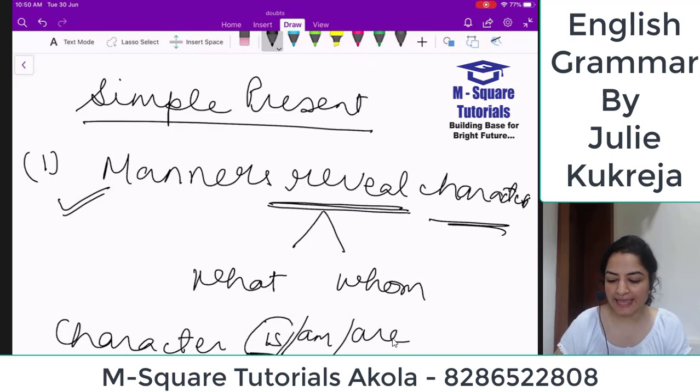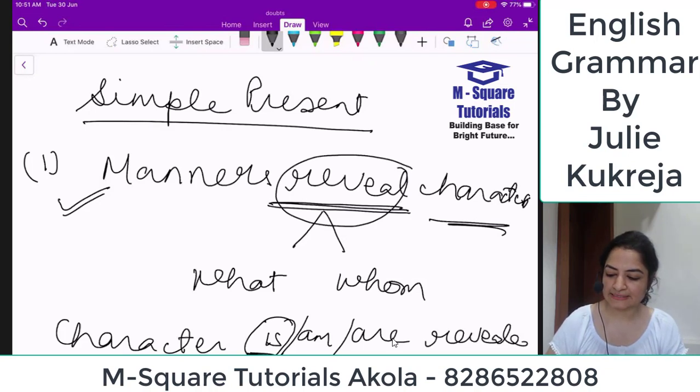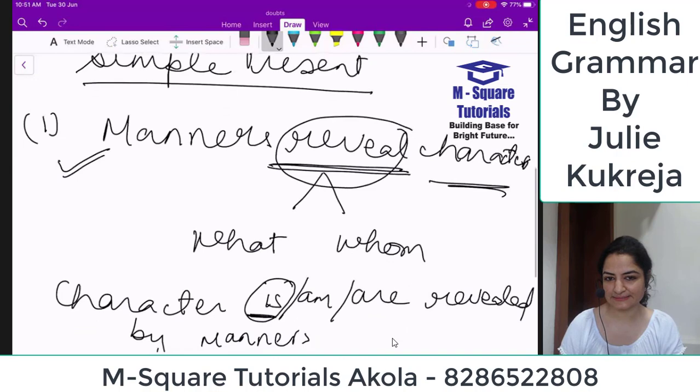Okay. And every time you have to use third form of the verb. Whenever you are going into passive voice, you have to ensure that you must use third form of the verb. And what is the third form of the verb? This is reveal, and the third form of this verb is revealed. Character is revealed by manners. See how simple it is.